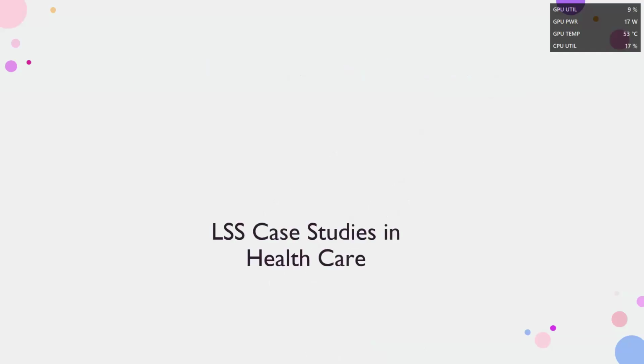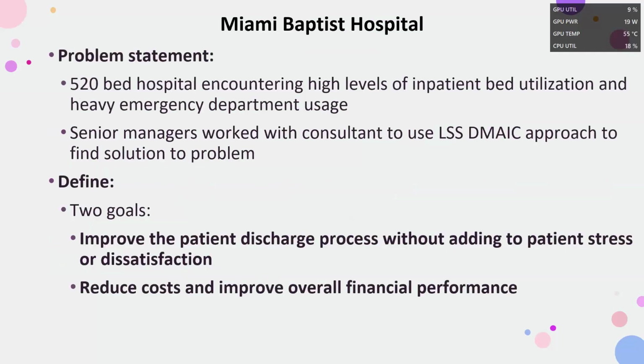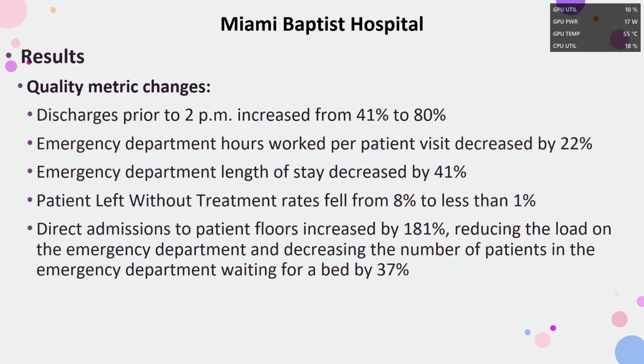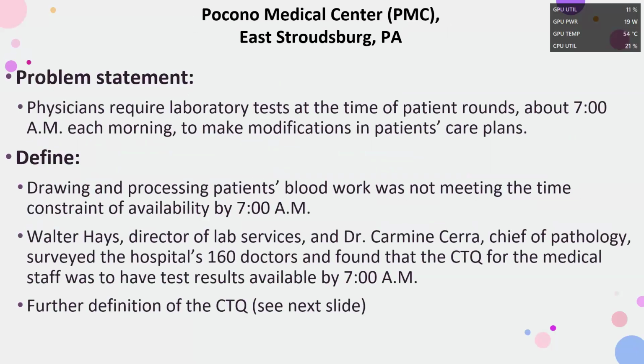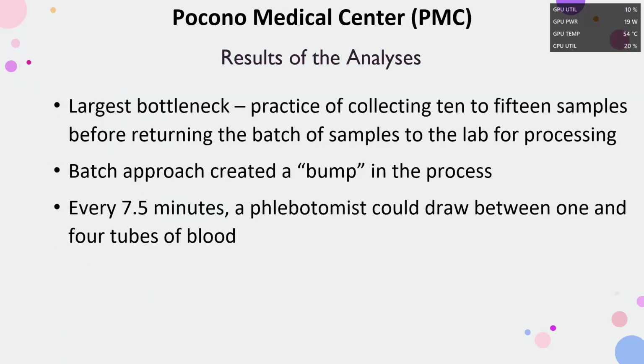All right. The last slides in here, I encourage you to download the lecture, go over multiple case studies of Lean Six Sigma. So for example, we've got Miami Baptist Hospital who wants to improve their discharge planning process. What did they define? What did they measure? What did they analyze? What did they improve? And then their results. And then we've got Pocono Medical Center. What did they do? So these are each just example cases.